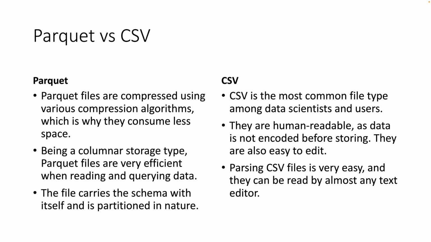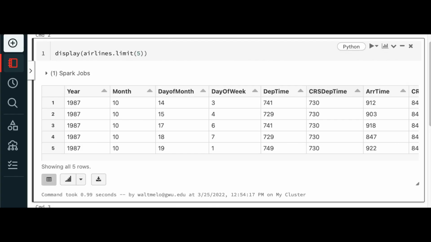On the other hand, CSV is the most common file type among data science users, so people are used to them. They are human readable. Parquet files are not human readable, whereas CSV files are very easy to manipulate and can be used in any text editor. Once a data frame is created, we can ask Spark to display a few rows so you can visualize the data frame.